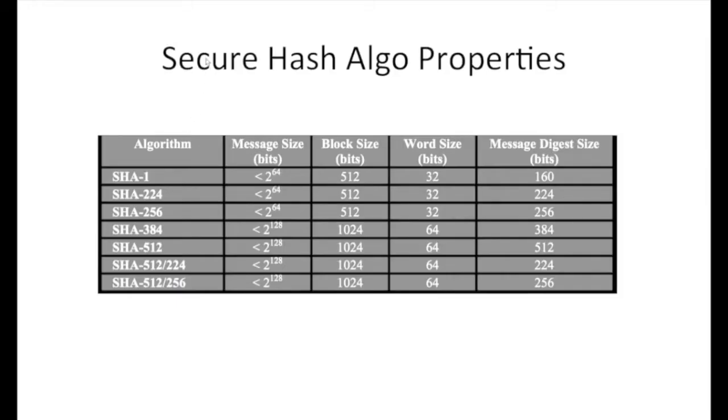Let's see what the secure hash algorithm properties are. SHA-1 uses message bits less than 2 to the power of 64, the block size is 512 bits, the word size is 32 bits and the message digest size is 160 bits. For 64-bit word size, the algorithms are SHA-384 and 512. In all 64-bit word size algorithms, the block size is 1024 bits and the message digest will vary based on the SHA family used.